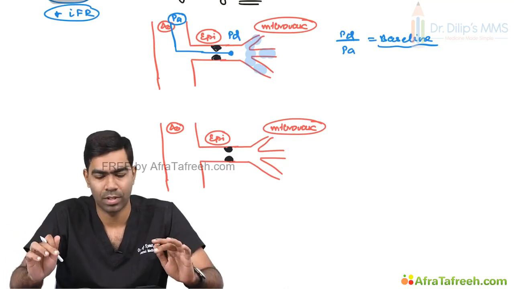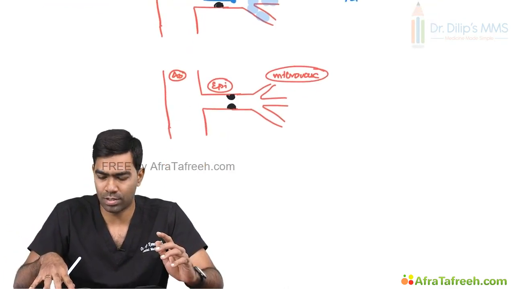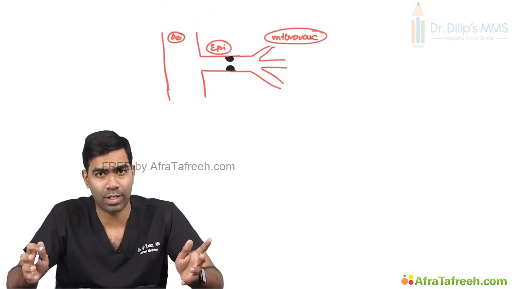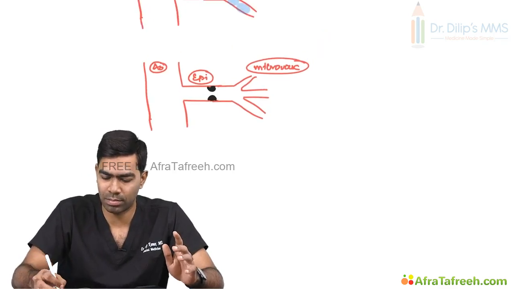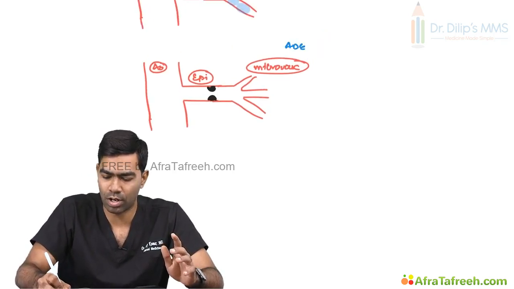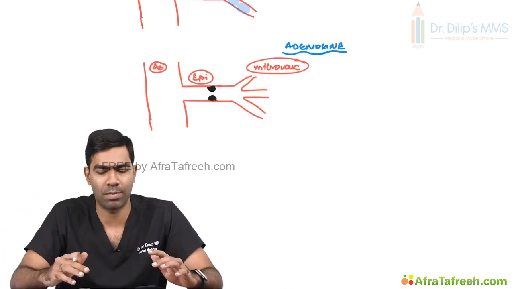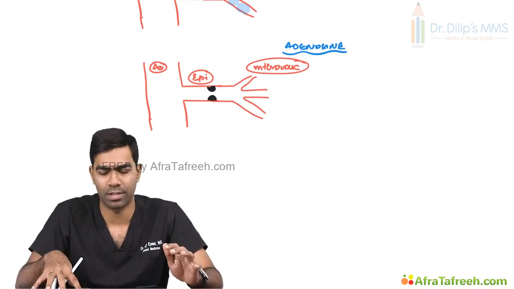That doesn't matter. But what is really important for us is during the times of exercise, you have to reproduce exercise. How are you going to reproduce exercise? By giving something called adenosine. Typically, we use adenosine for this purpose. You can use dipyridamole also, but we are moving away from dipyridamole and we are using adenosine very commonly nowadays.